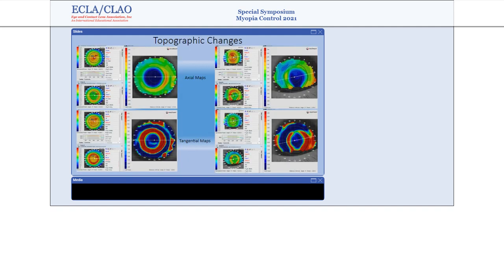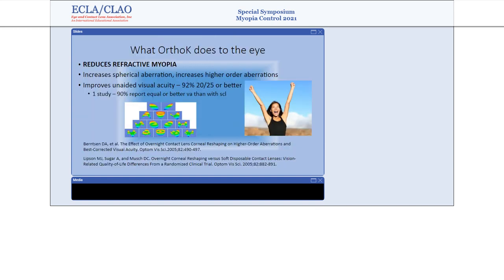Again, the topographic changes that can happen during OrthoK vary tremendously, and there are different ways to look at that through the use of your topographer with tangential versus axial maps.